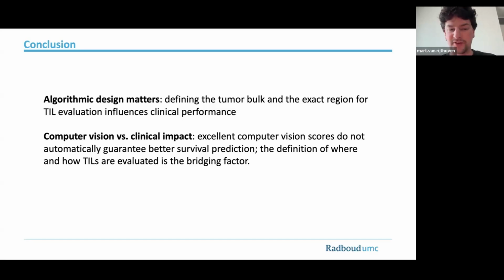Computer vision versus clinical impact. We have seen that some CTLS methods have very good computer vision scores, but did not really have survival prediction in particular subsets. In other subsets, they actually were performing well. But it's not like if you have computer vision scores that are great, that you will have a nice survival prediction. And actually, what we see is that even if you have computer vision scores that are not perfect, you can do quite well in survival prediction.